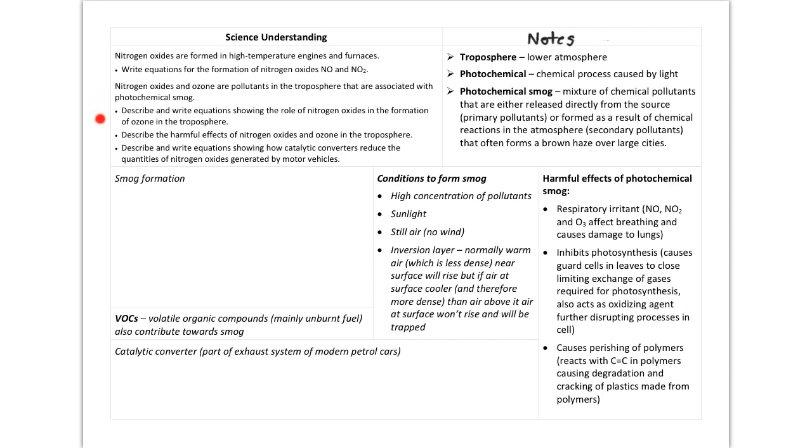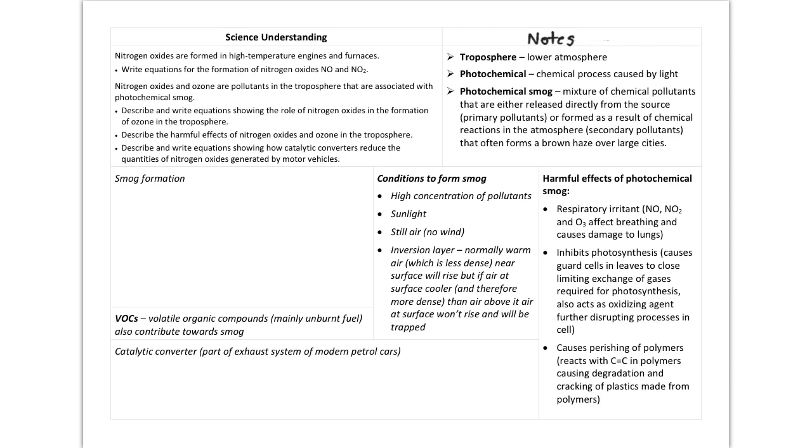So we need to be able to describe and write equations showing the role of nitrogen oxides in the formation of ozone in the troposphere. We need to describe the harmful effects of nitrogen oxides and ozone in the troposphere. And we need to be able to describe and write equations showing how catalytic converters reduce the quantities of nitrogen oxides generated by motor vehicles. So let's explain a little bit about that.